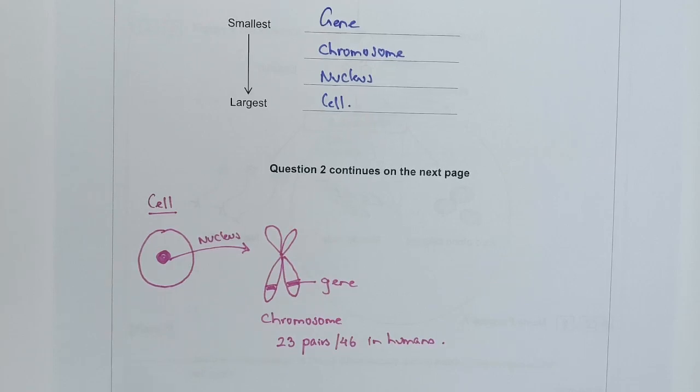So just a quick note about the structure. A cell, and within the cell you have the nucleus, and within the nucleus you have chromosomes. Remember, in humans you have 23 pairs of chromosomes, or 46 chromosomes, and within each chromosome you get small sections of the chromosome, which is what is called a gene, which is responsible for a specific characteristic. So feel free to pause the video and make the same notes in your exam paper as well. Moving on to the next part.